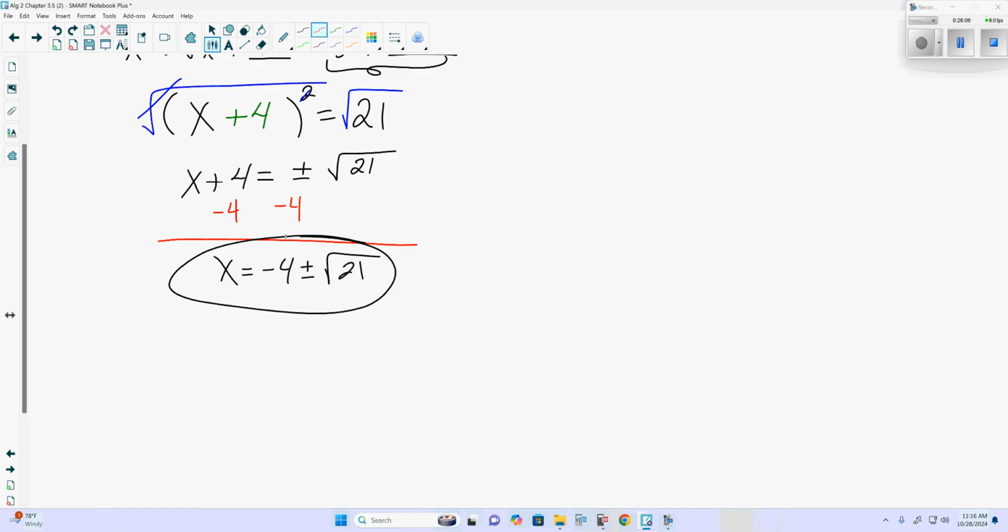Again, the big difference with this here and what we did with the square root method is getting to this set of parentheses squared. We feel good with this here. All right.